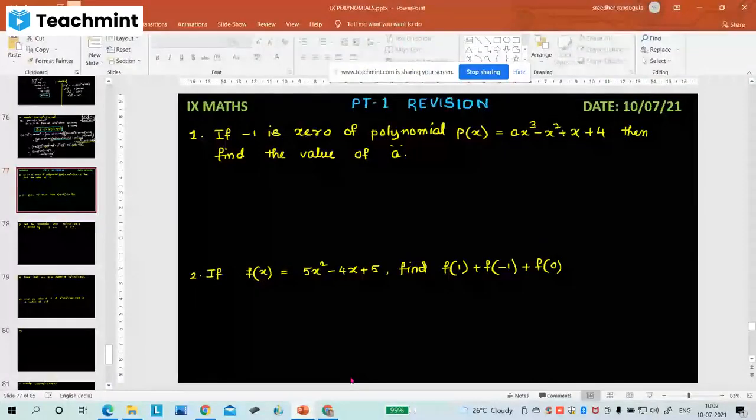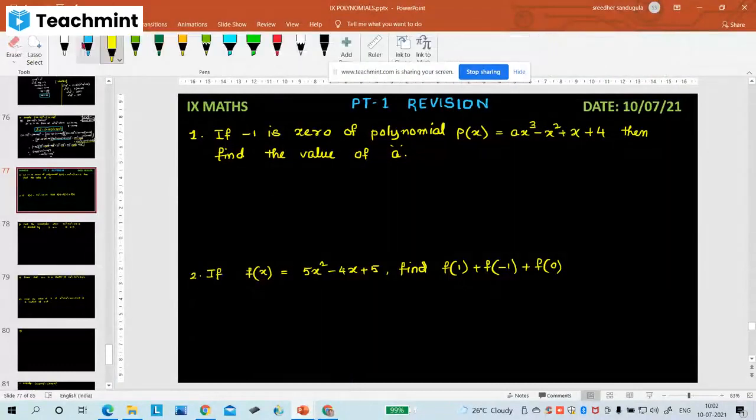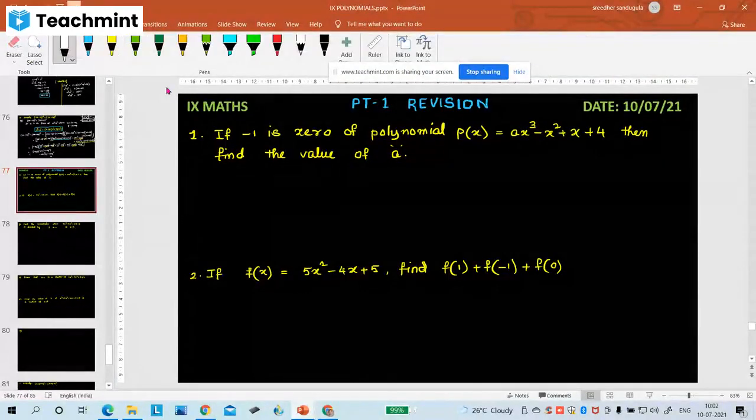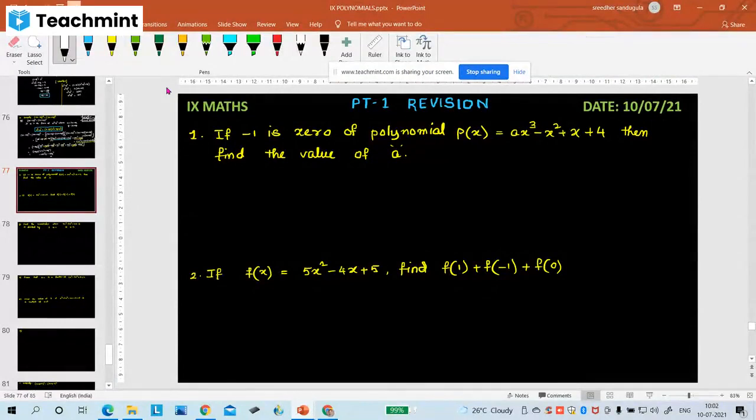So the first problem in polynomials is based on the zero of the polynomial. If minus 1 is a zero of the polynomial p of x equal to ax cube minus x square plus x plus 4, then it is asked to find the value of a. What is the meaning of zero of a polynomial? If you substitute the zero of the polynomial in place of the variable, the whole polynomial becomes 0. For which value of the variable the polynomial becomes 0, that is called the zero of the polynomial.